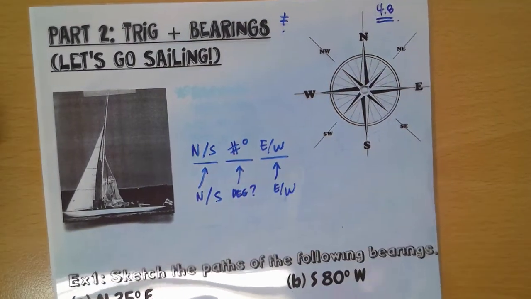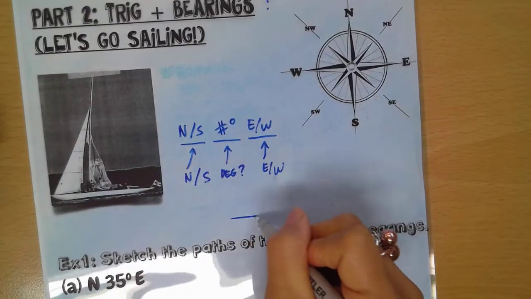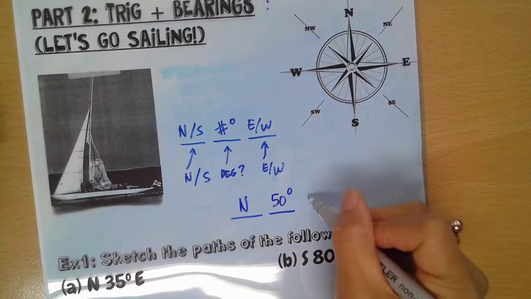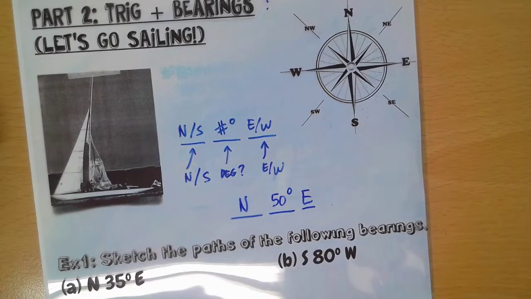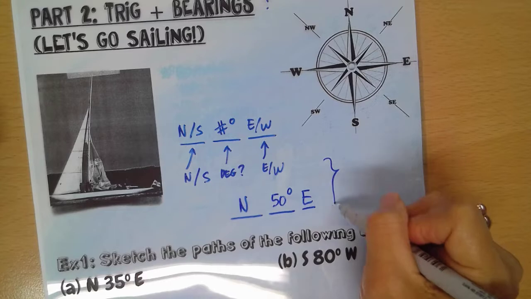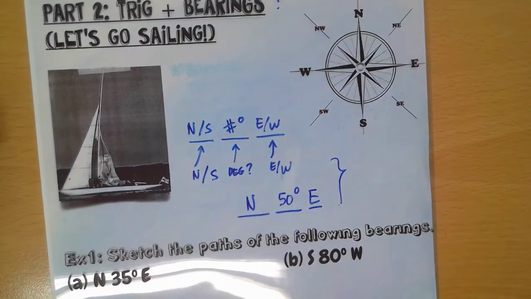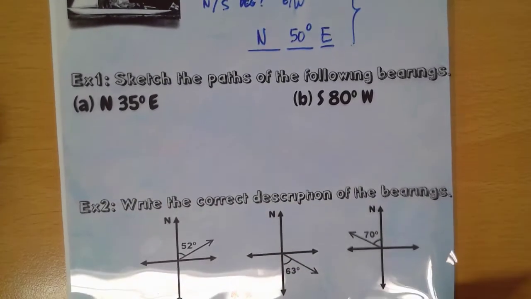So those are the notations that you have to keep in mind. For example, I could tell you this: go north 50 degrees east. And I'll show you what this particular thing is telling me to do in a sec. All right, so let's move over here now.